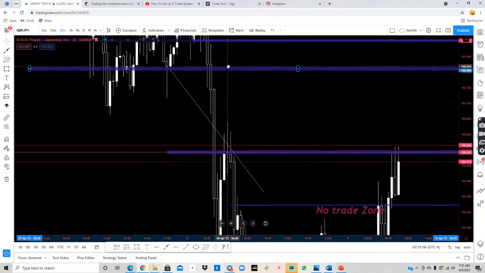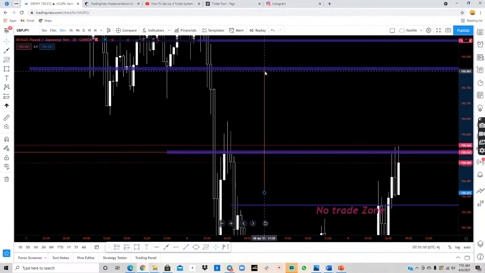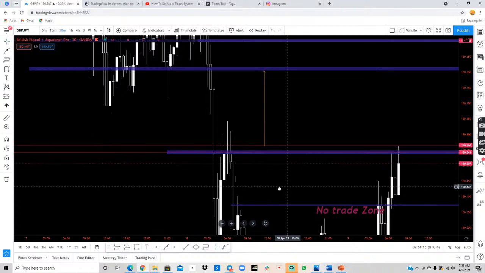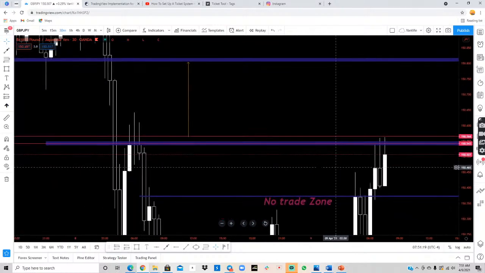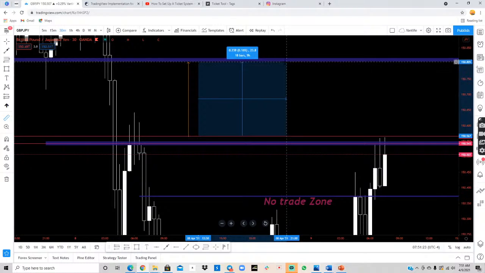Looking at it currently on the 30-minute time frame, once you get a break and close above, we are looking at this move to push all the way up. So let's see how it goes. This entire range, 23 pips, pretty decent. So this is what I am looking at.